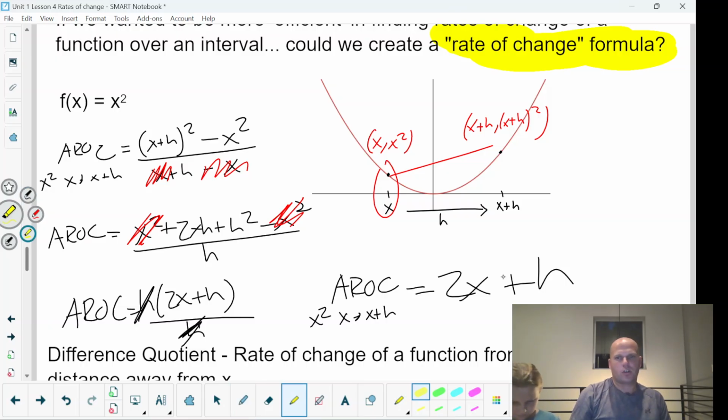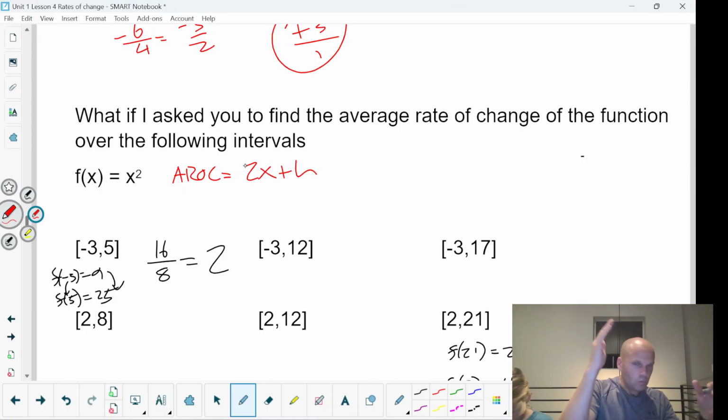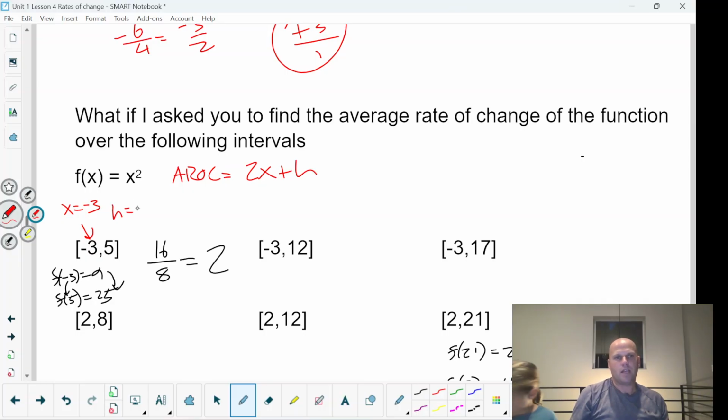Cool, so we just have to understand what x is, and what h is, and we can find the average rate of change of x squared. Let's take a look. For x squared, the average rate of change is equal to 2x plus h. Well, what is x for our situation? It's our starting point, which was -3. What was h? It's the x distance, this interval's distance. So h would be from -3 to 5, which is 8. Let's plug -3 and 8 into this formula.